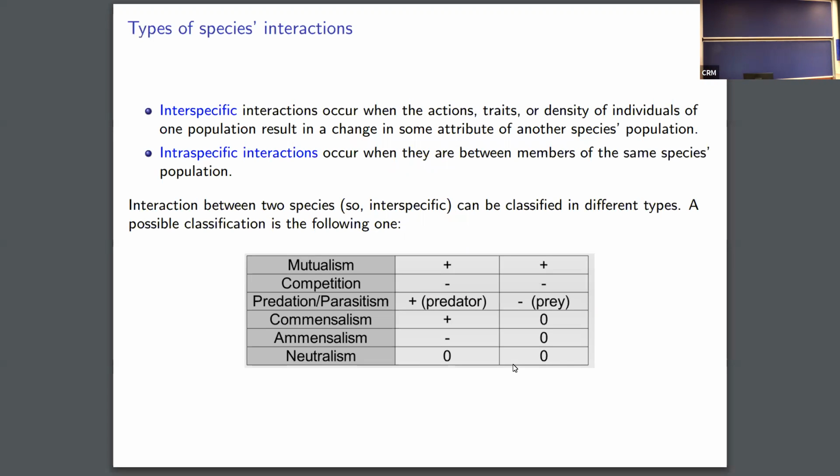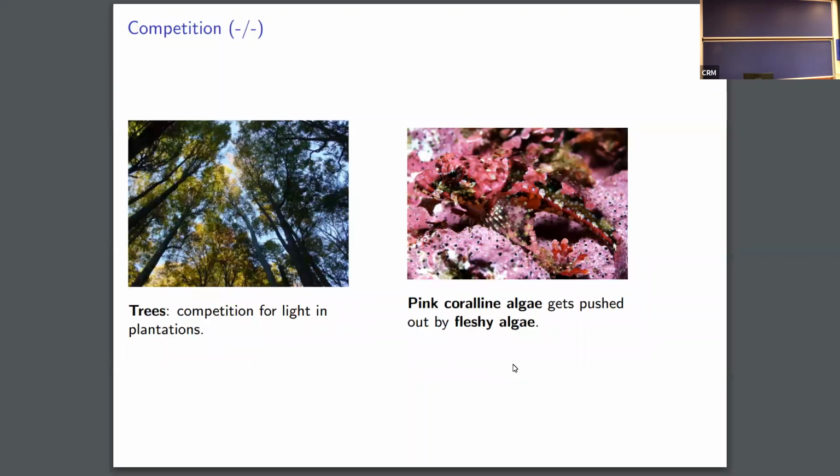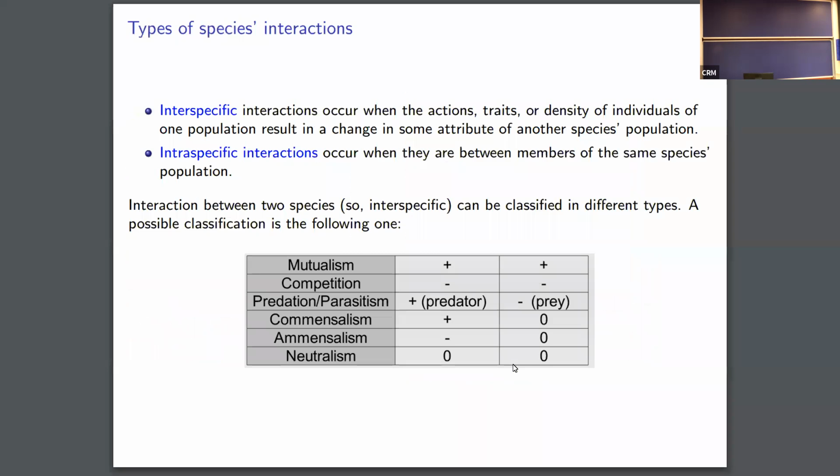Okay, so this is a standard classification: mutualism, competition, and then you can for sure find or meet many of them in different examples in nature. So you have typical ones, the honeybee and the flower, the clownfish and the sea anemone. So you have many cases of interaction between all of them. The symbols plus and minus and zero mean whether one of the species takes advantage of this interaction, and zero means that it's totally neutral. Okay, so you have many of them.